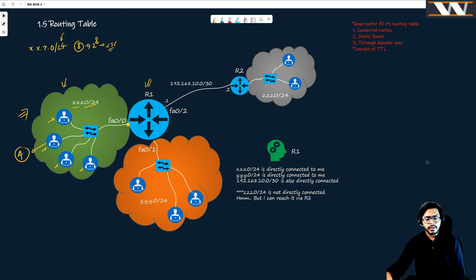So basically we have 3 networks here, and I have kept it pretty general, means I have written x dot x dot x. You can write any network number in place, means if you want to replace this x. So I'm doing pretty general thing here. Then we have another network in which there are 3 hosts, although there could be 256 hosts in this network, which is y.y.y.0/24, right? This is the orange network. And we have another network here, which is the gray network, right? This network basically has only 2 hosts, which is connected to another router, which is R2. And then R1 and R2 are connected over a link.